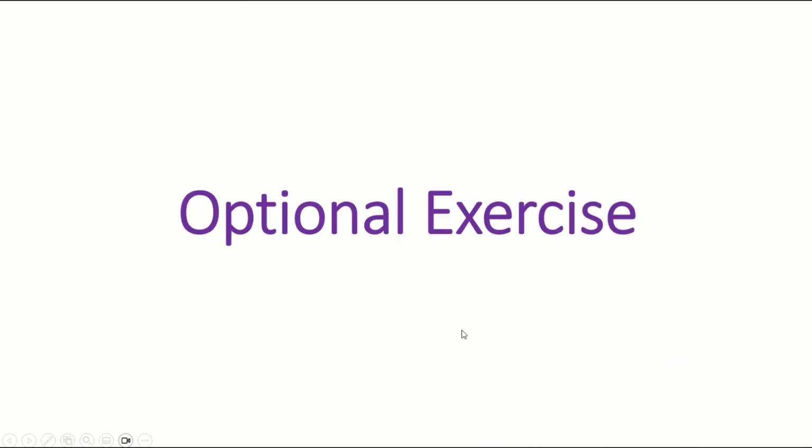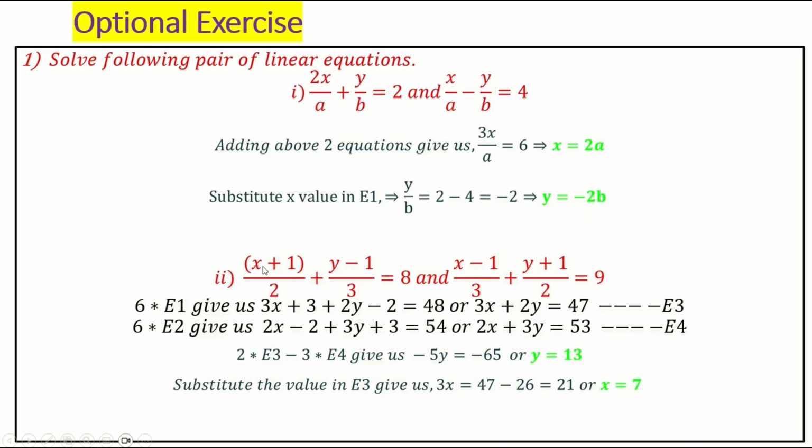Next. So there is an optional exercise given in the chapter. Let's do it. These are all also good problems. They cover everything whatever we learned in this chapter. Okay. 2x by a plus y by b equal to 2. X by a minus y by b equal to 4. So you look carefully. Plus y by b, minus y by b. So you just use the elimination method. Add the above two equations, it will give us 3x by a equal to 6 or x equal to 2a. Substitute it, you will get y equal to minus 2b.